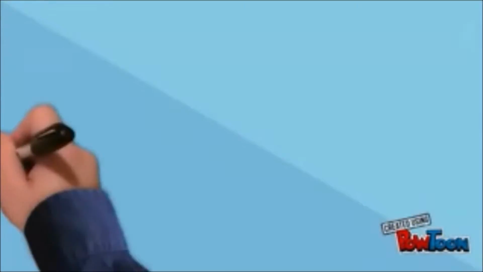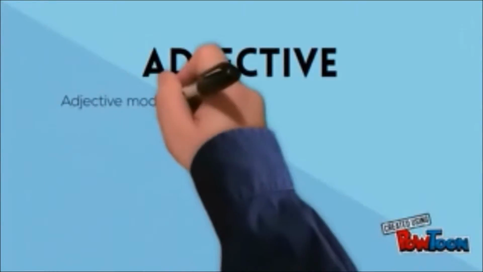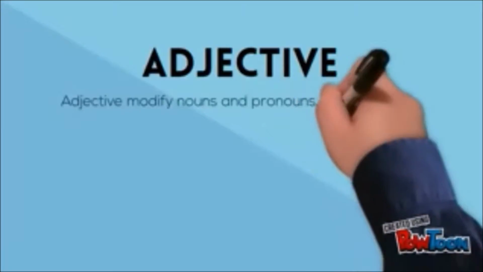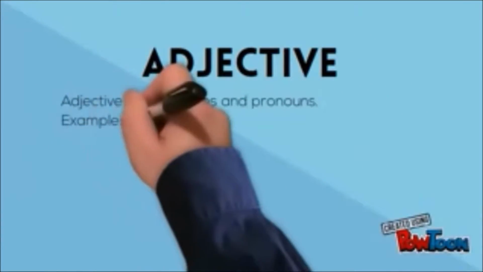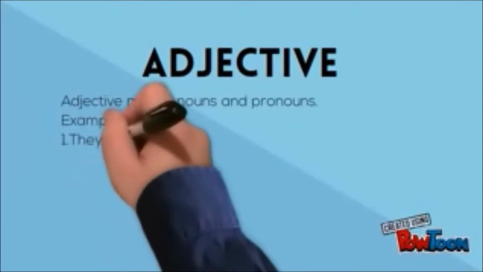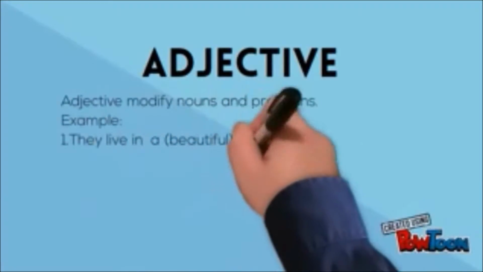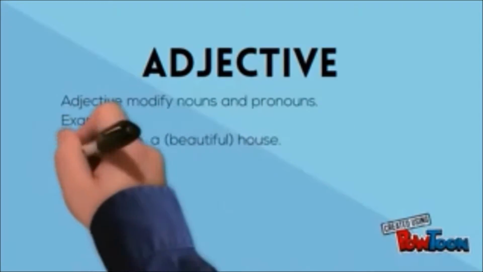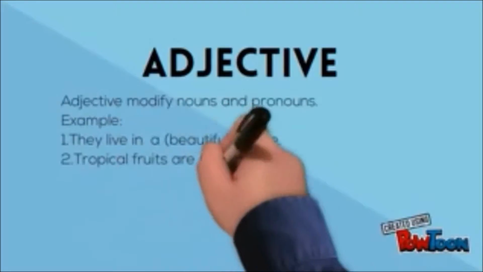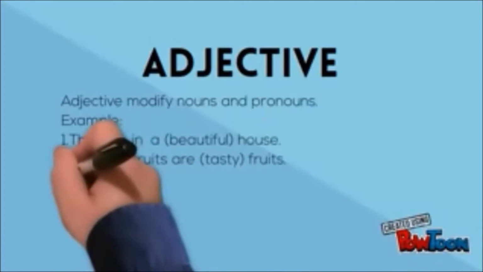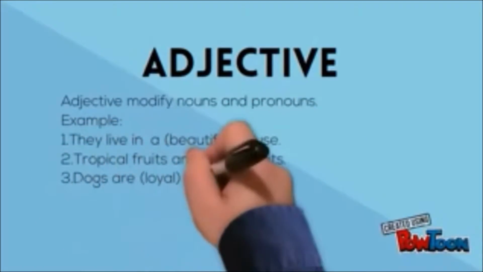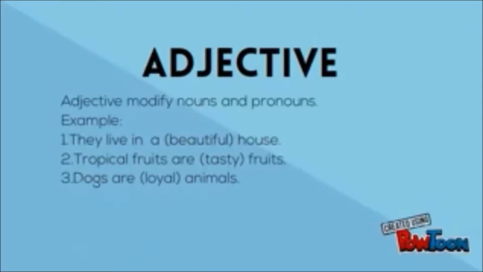Next, an adjective is used to modify nouns and pronouns. For example, they live in a [beautiful] house is a kind of adjective, but tropical fruits are [tasty] fruits, dogs are [loyal] animals. So the ones in brackets are all the adjectives.